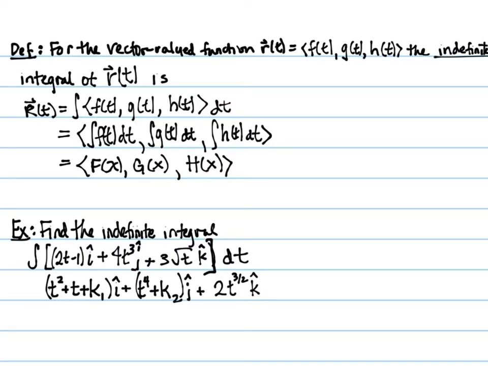Oops, I forgot one piece. I'm so sorry. Right here, I should have said plus k3. And of course that k at the end is the unit vector in the z direction, not the k that's in the problem and the other components.